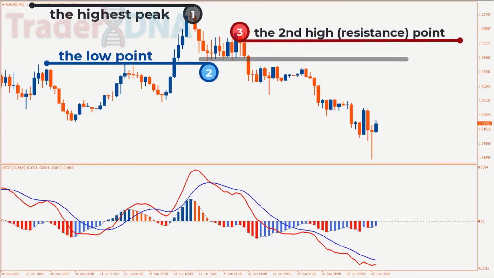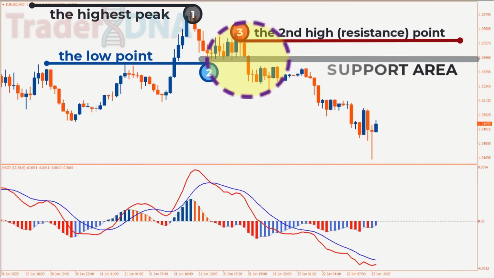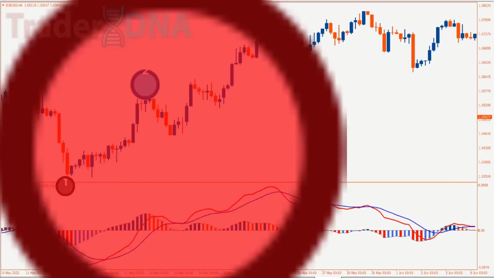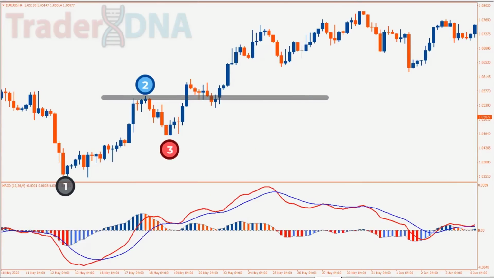When the price breaches the support level set by point 2, it serves as a strong indication that the market is poised to continue its downward trajectory. This breakdown of the 1-2-3 pattern in a downtrend market provides traders with valuable insights for identifying potential entry and exit points, thereby aiding in decision-making and risk management strategies. The 1-2-3 pattern holds significant potency in trading analysis.